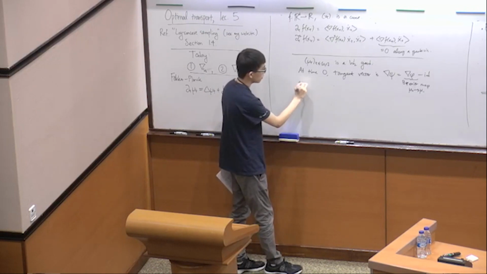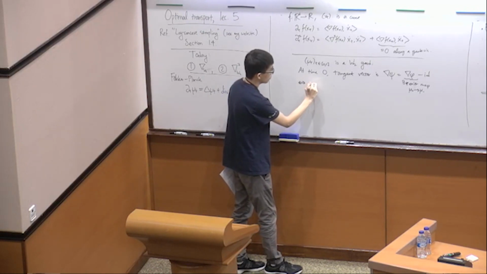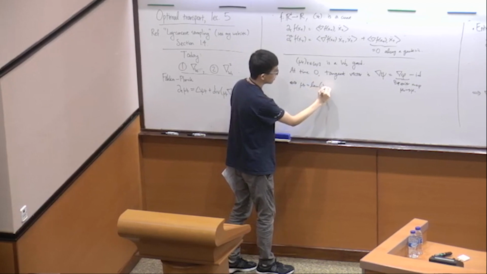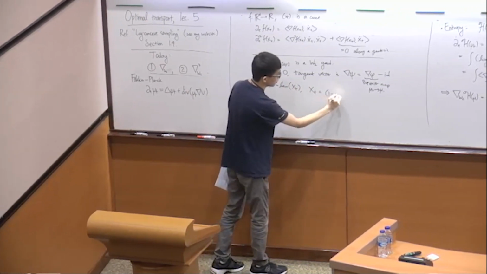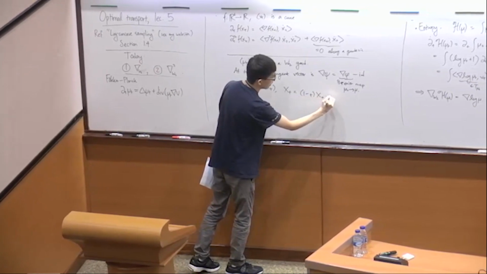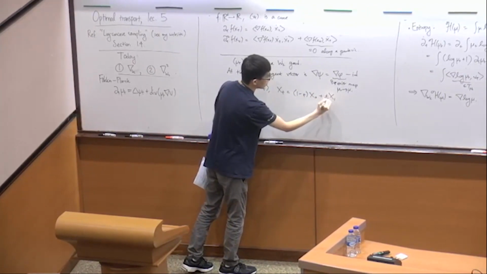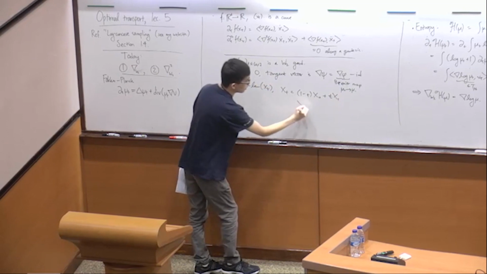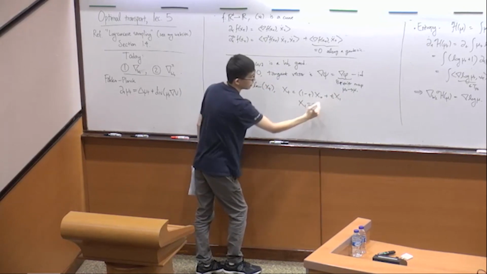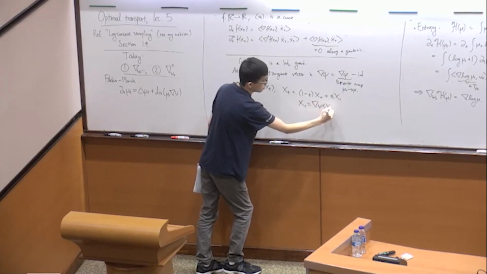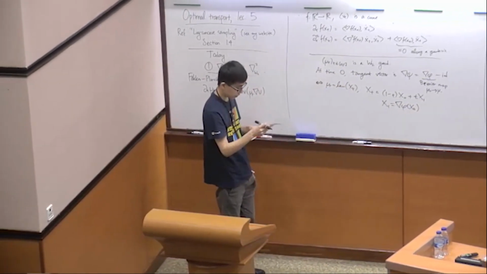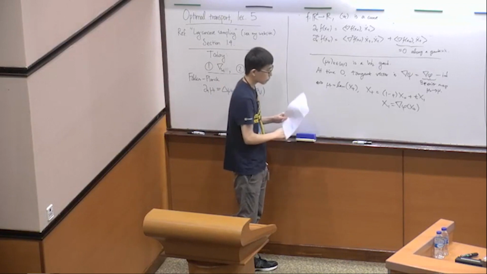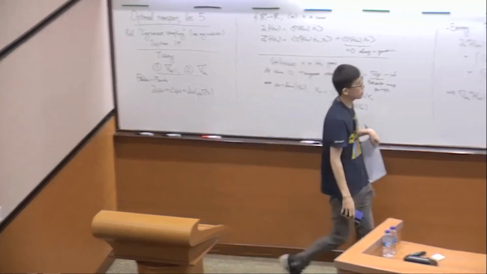And recall also for Wasserstein geodesics that mu t is the law of xt, where xt follows this McCann interpolation. We just travel along straight lines. And the x0 and x1 are optimally coupled. So x1 is the Brenier map applied to x0. Okay, so that's our setup.